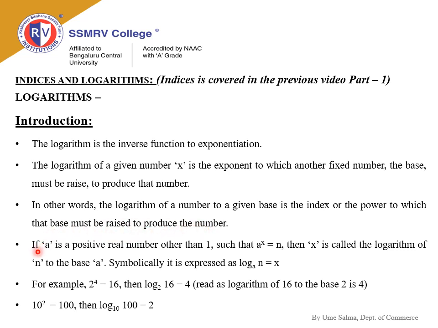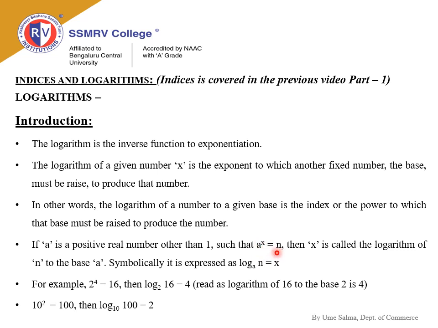Now let us look at a simple example. If a is a positive real number, and the condition is that a should be a positive real number other than 1, such that a to the power x is equal to n. This is in the indices form. Then x is called the logarithm of n to the base a. Symbolically, it is expressed as log n to the base a equal to x. As you can see here, a to the power x is equal to n. When it is converted into logarithm form, it becomes log n to the base a equal to x.